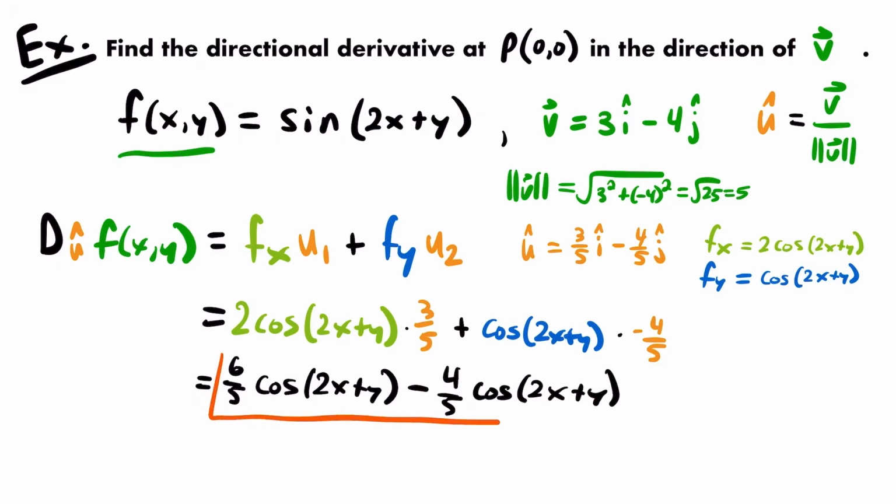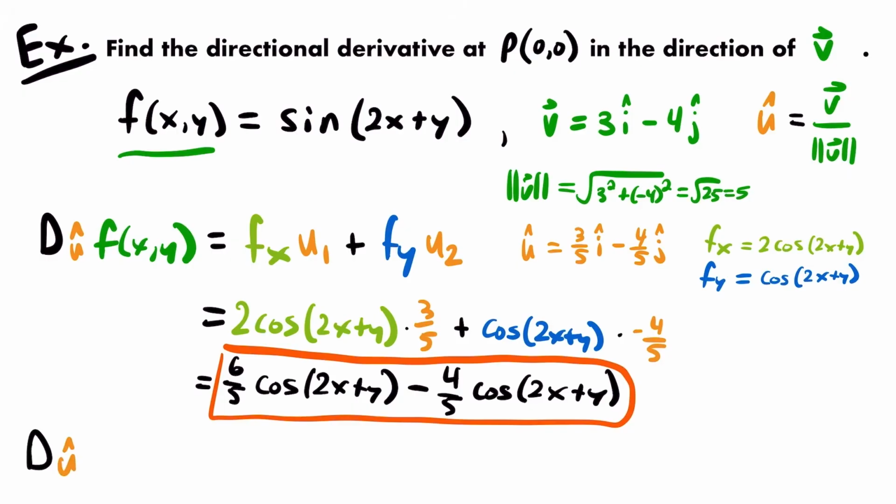And that right there is the directional derivative for this multivariable function in the direction of this vector that we've been given. You can use this expression to find the slope of the tangent line at any point on this surface, but only in the direction of that vector v. And so speaking of which, we want to find the directional derivative at the point 0, 0. So let's plug in 0 and 0 for x and y in our directional derivative.